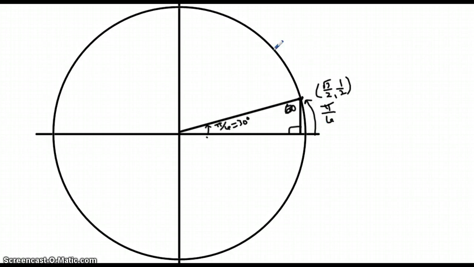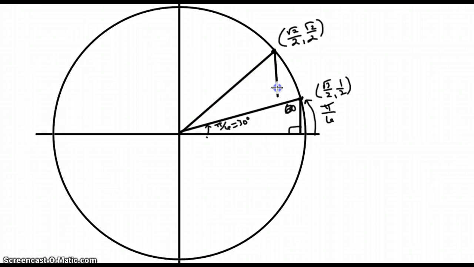Similarly, if we talk about pi over 4, which maps to right here, and we knew that the points were root 2 over 2, root 2 over 2, we have a 45 degree angle now because pi over 4 is equal to 45 degrees. We now have a reference triangle with an angle of 45 degrees. And so we can just say that the sine of 45 is root 2 over 2 and the cosine of 45 degrees is root 2 over 2.